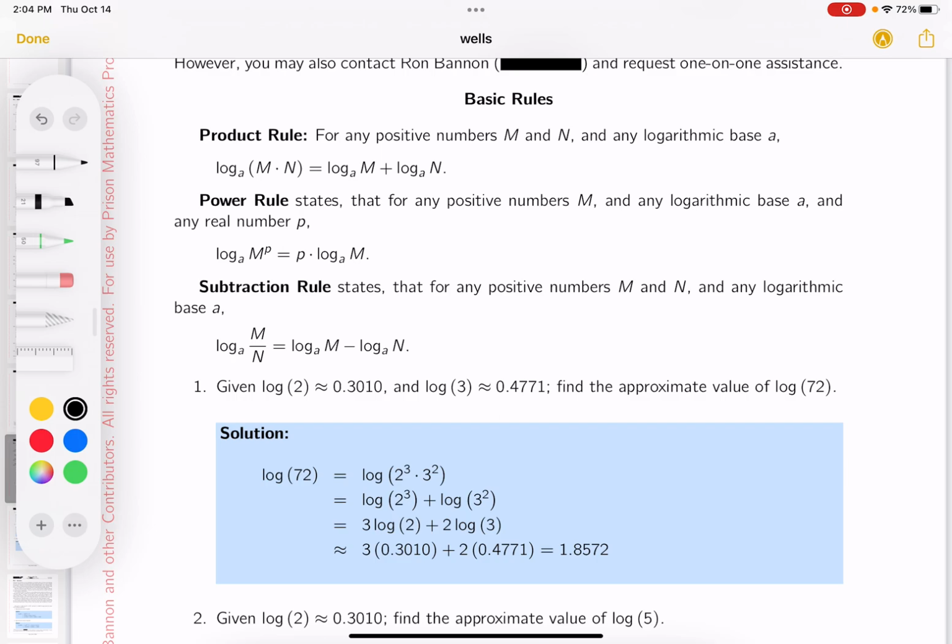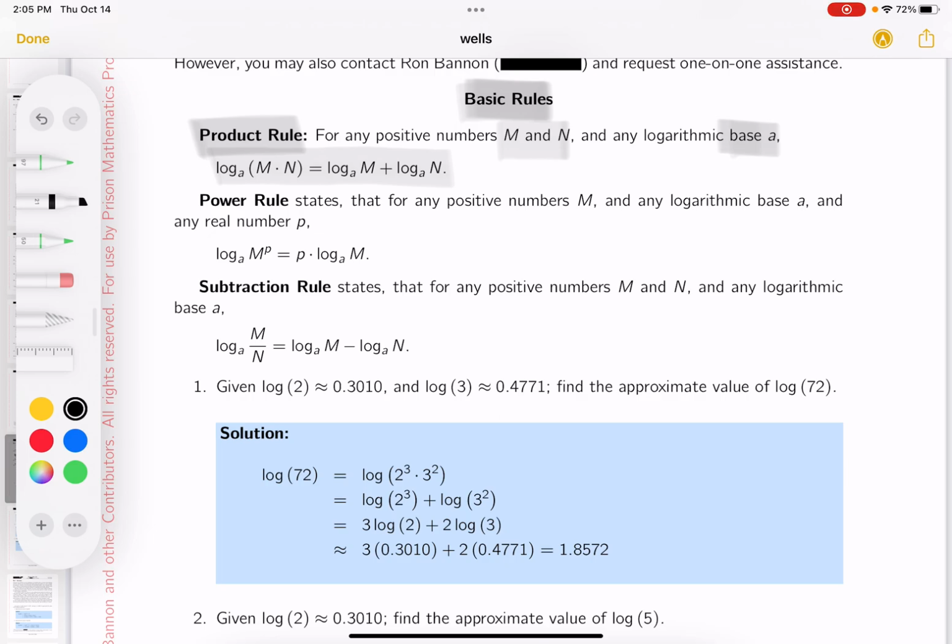And I want to claim that there are really three important rules. These are basic rules of logs. Product rule: for any positive numbers m and n, and any logarithm base a, this will be a true statement. So someone said, what's being accomplished there? They're looking at a product and writing it as a sum. And that's an important achievement right there.